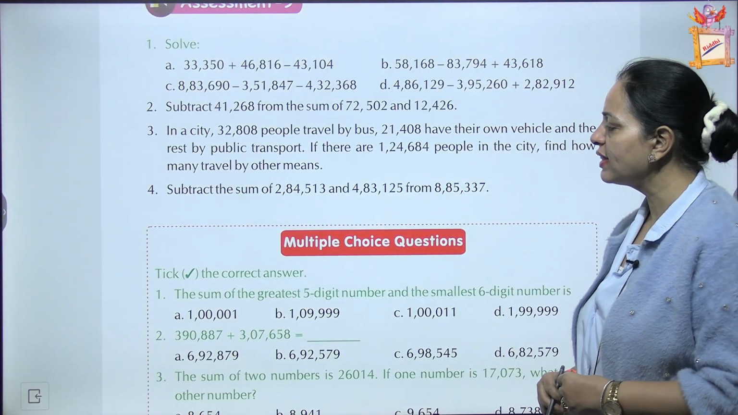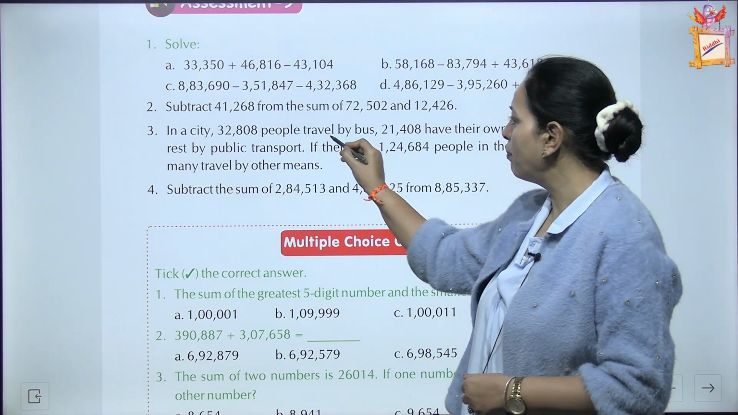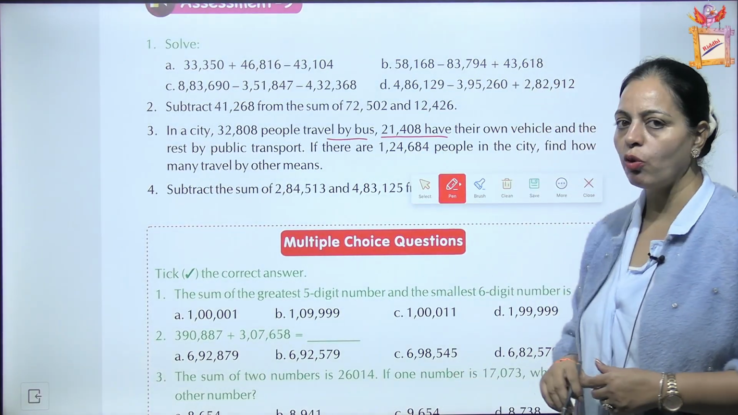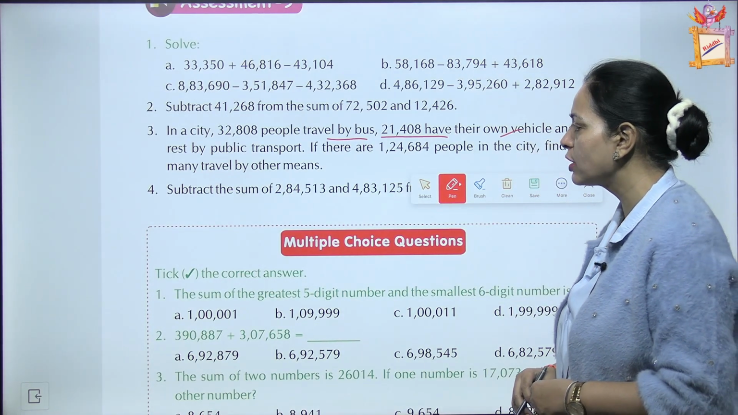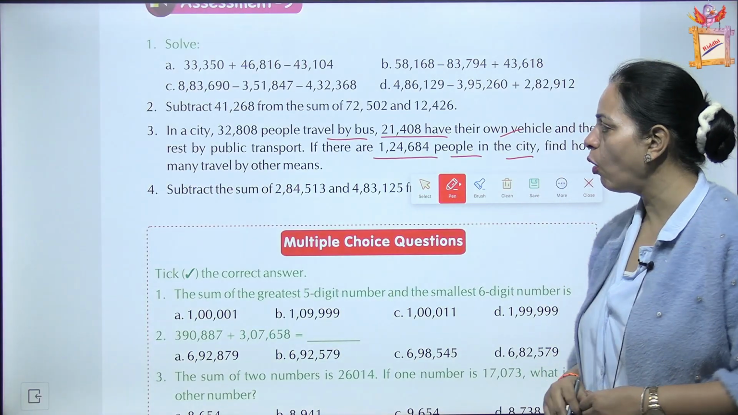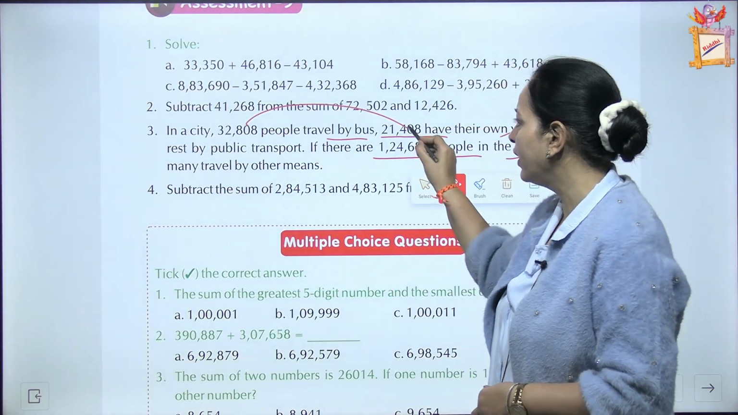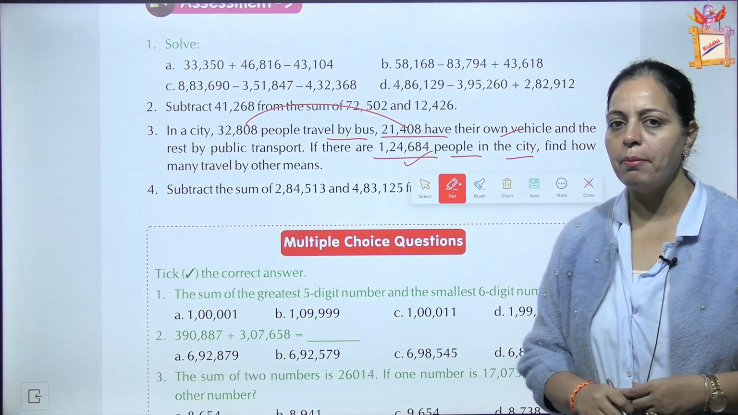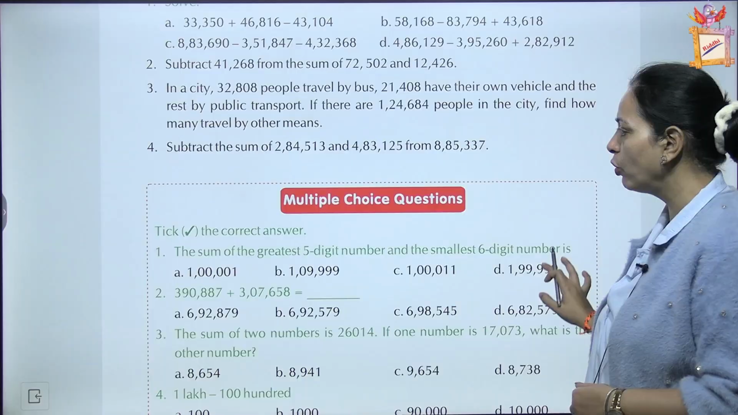The third one, in a city 32,808 people travel by bus, 21,408 have their own vehicle and the rest by public transport. If there are total people in this city, find how many travel by other means. It means इन दोनों को ऐड कर देंगे और टोटल में से माइनस. So I hope this is clear to you. You can try the fourth one also.